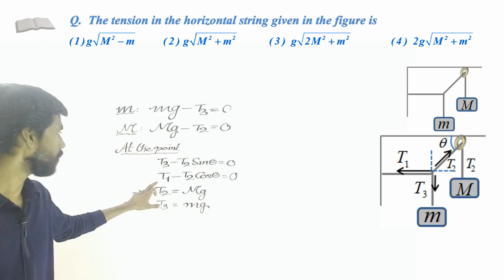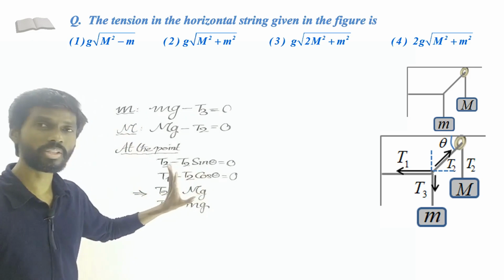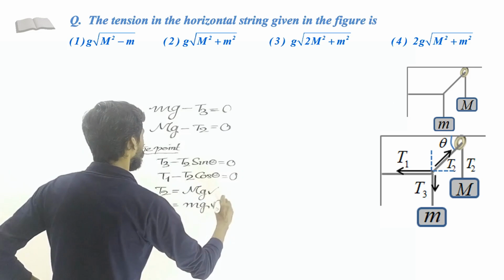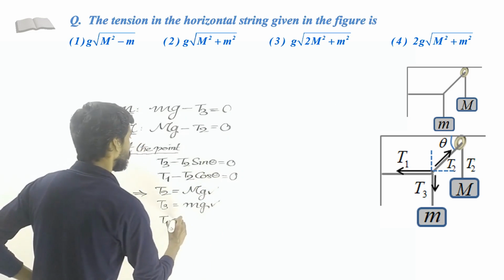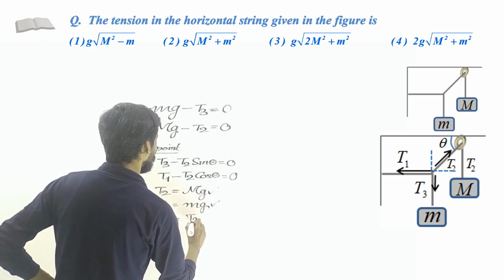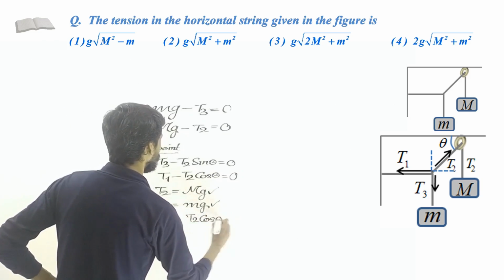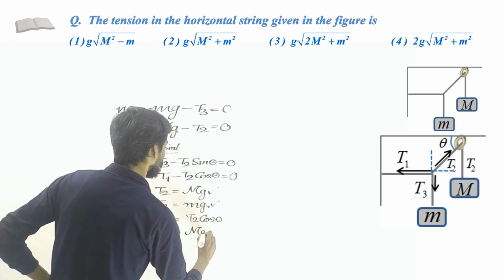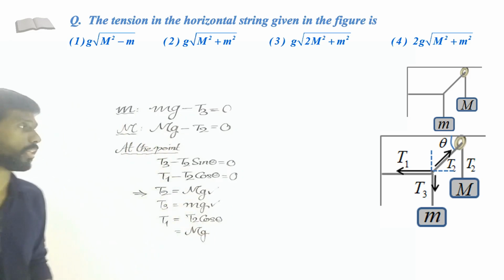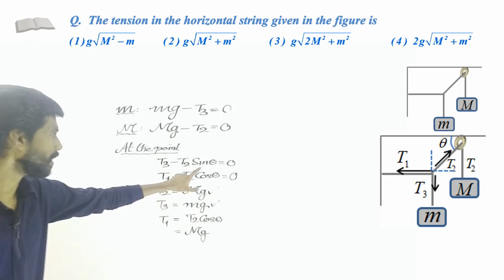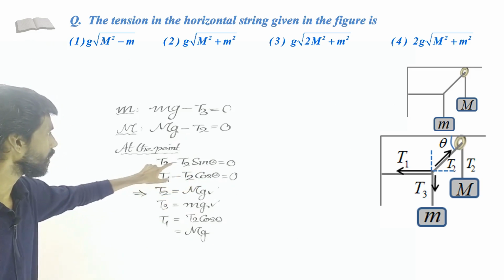Here T1 is T2 cos theta. T1 equals T2 cos theta, but T2 is already known, so that is Mg. But what is the value of cos theta? We don't know cos theta. We know only sin theta, which is T3 divided by T2.